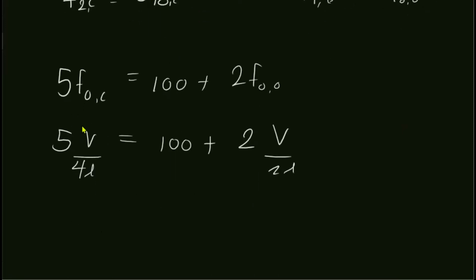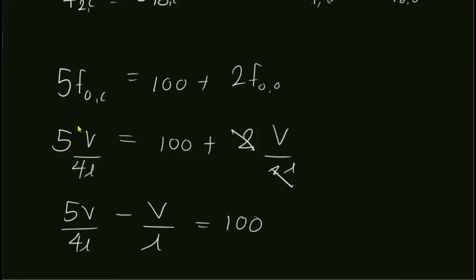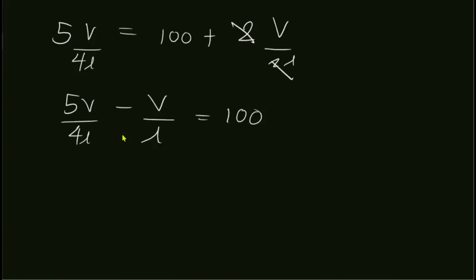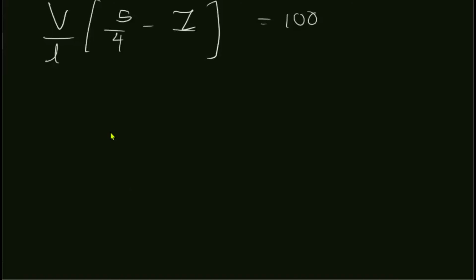So here, if we simplify this further, this to this cancels. So 5V over 4L. If we take this to this side, V over L is equal to 100. And further, if you take V over L out, 5 over 4 minus 1, right, is equal to 100. In that case, you're going to get V over 4L is equal to 100 hertz.